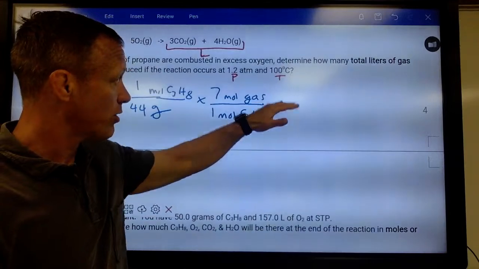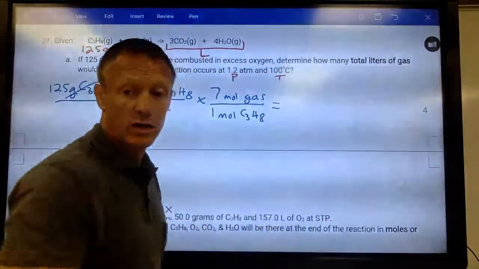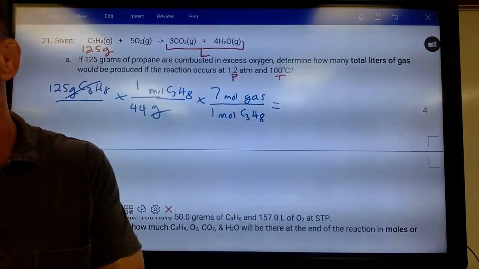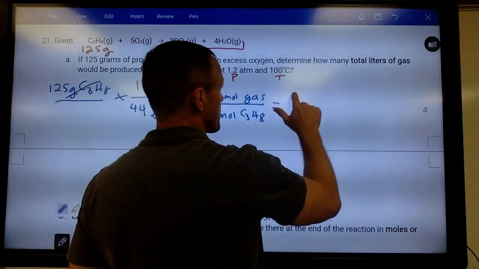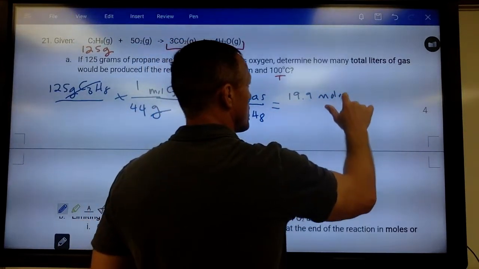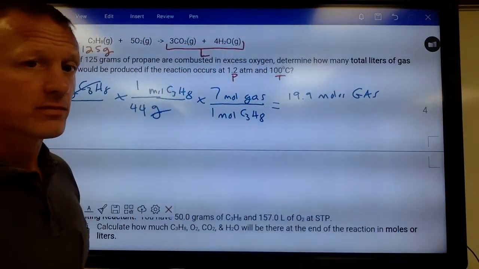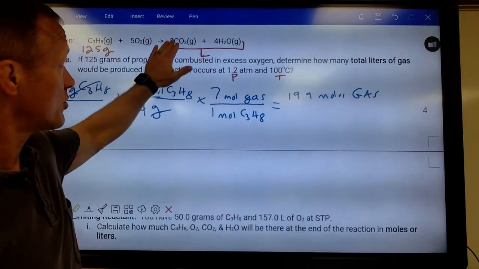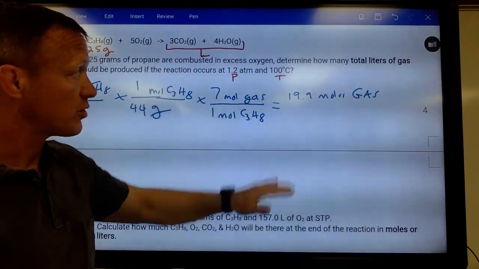Now I cannot say 1 mole equals 22.4 liters because we're not at STP, so we're going to get our moles and then plug into PV = nRT. When you get your moles there, you get 19.9 moles of gas made in that reaction. Some of those moles will be carbon dioxide, some will be water. More of them will be water than carbon dioxide, but that's how many total moles there are.